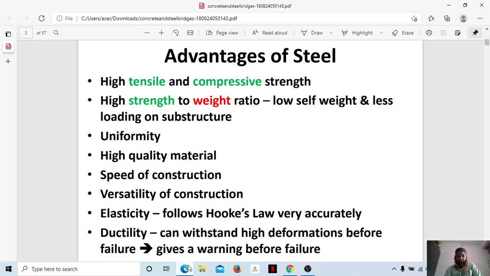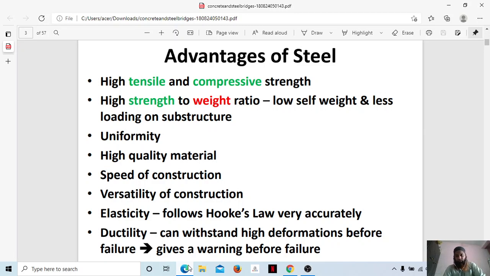You see, it has high strength to weight ratio, low self weight, and less loading on substructure. Because it is made up of steel, it doesn't have that much self weight compared to an RCC bridge, reinforced concrete bridge. So the weight load which is transferred onto the substructure is also less. You can see it is uniform.